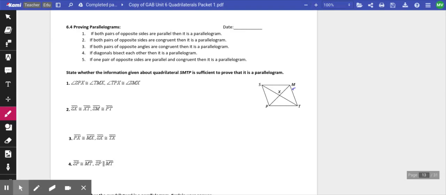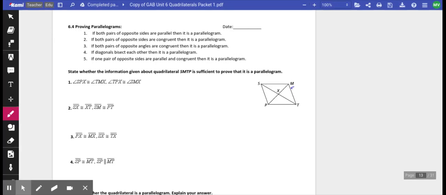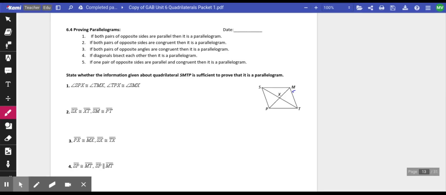Hey everyone, today we are going to talk about proving parallelograms. So yesterday we used parallelogram properties to prove other things. Today we're going to talk about how we would prove a shape is a parallelogram.